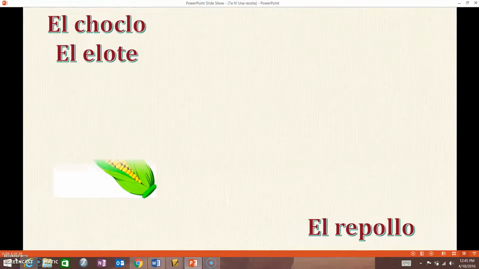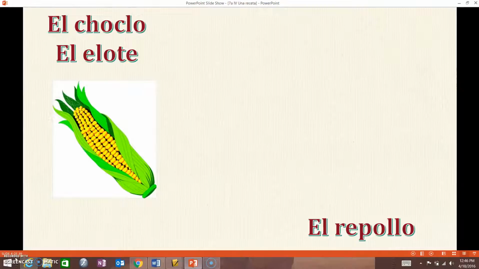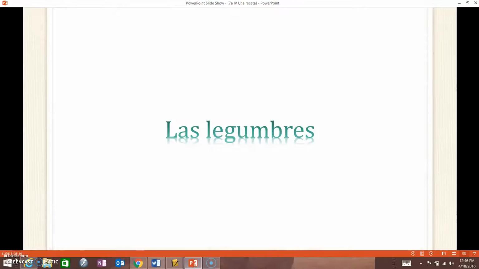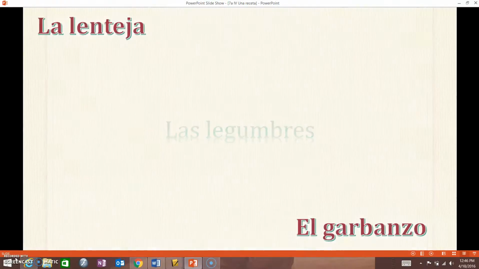El choclo o el elote, ojalá que ustedes sepan el maíz, corn, pero cuando hay mucho maíz, se llama el choclo o el elote, como an ear of corn. El repollo también es semejante a lechuga, pero no se usa mucho con las ensaladas, es más en las sopas, cabbage. Y las legumbres, as legumes, which are beans and lentils.